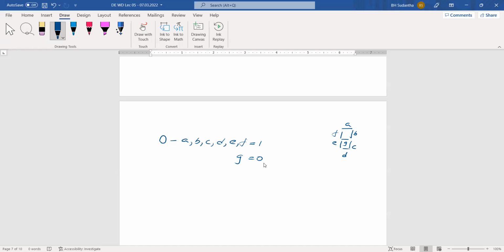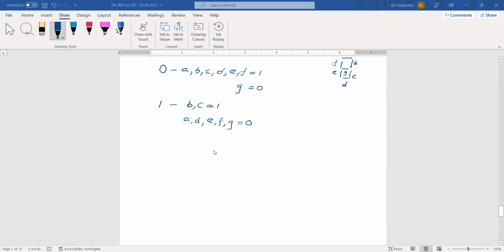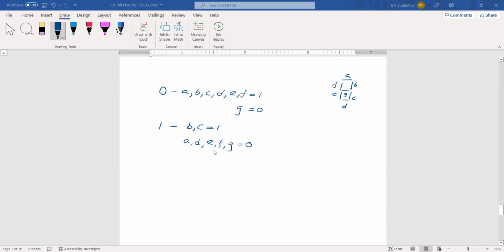Okay. Then if you want to display number 1, then we can give 1 to B and C, and all other segments A, D, E, F, G, all these segments we can give 0. Then number 1 will be displayed on the display. Okay. Anyway, now we know what to do.